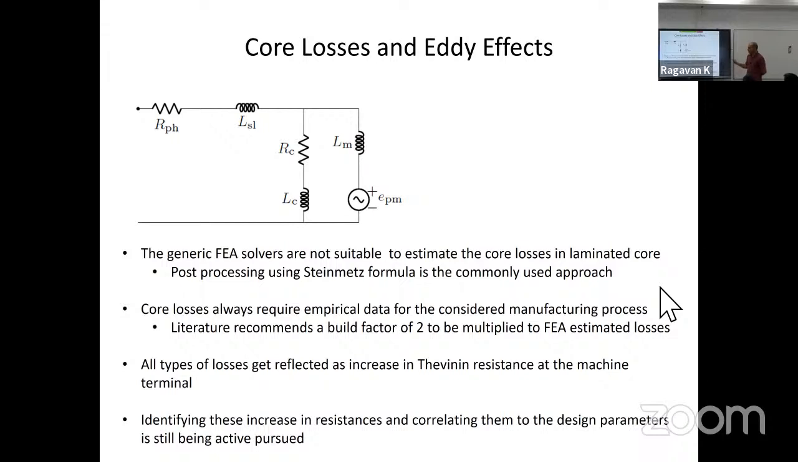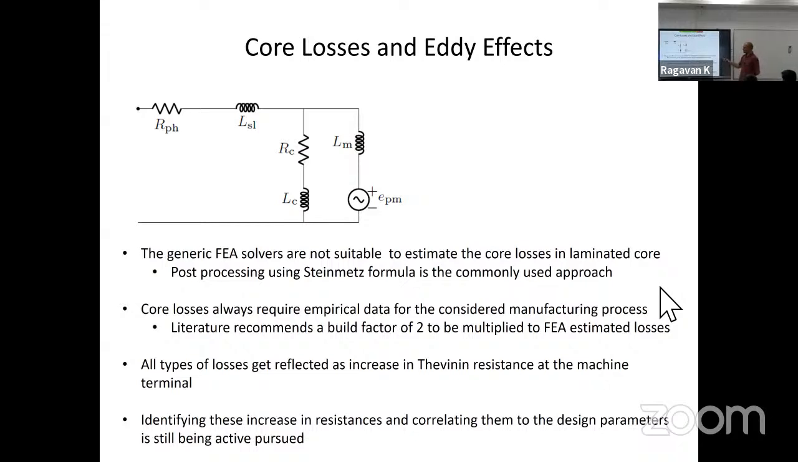Yeah, the problem: let's say we have some supercomputing technology and try to do this lamination based, but it still doesn't address the problem, because the core losses depend on what kind of manufacturing process you have used, what kind of riveting technique you have used, whether you have welded somewhere, or how you punched it. Based on that, the core losses change to the extent that you have to multiply whatever you have estimated in the FEA solver by 2.